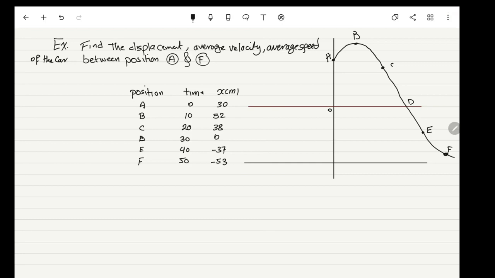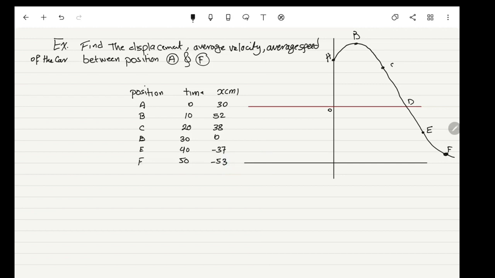One more example. Find the displacement, average velocity, and average speed of the car between position A and F. As we can see in this diagram, a car is moving in one dimension and moving through different positions: A, B, C, D, E, F, and D is at the origin. This diagram is summarized in this table. Positions A, B, C, D, E, F, times 0, 10, 20 until 50, and the positions are 30, 52, 38, 0, -37, and -53.